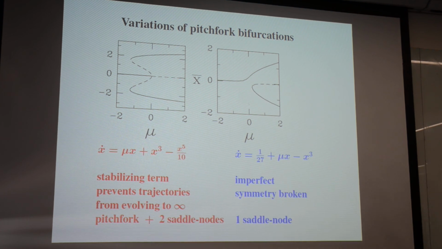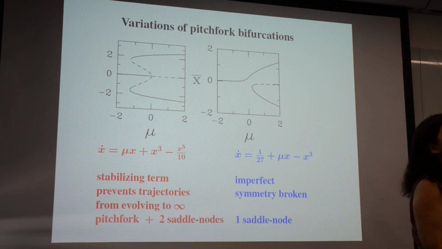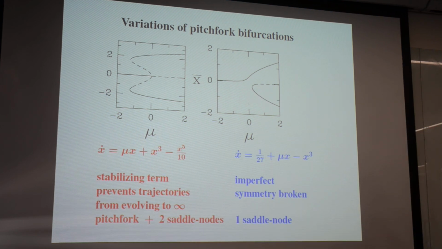This one is called imperfect. Remember I said, why would you have a mu x minus x cubed? What happened to the constant term? What happened to the quadratic term? And I said, well, because there was symmetry, and hence that imposed that f had to be an odd function. Okay. Supposing it's mostly like that, but it's not perfect symmetry.